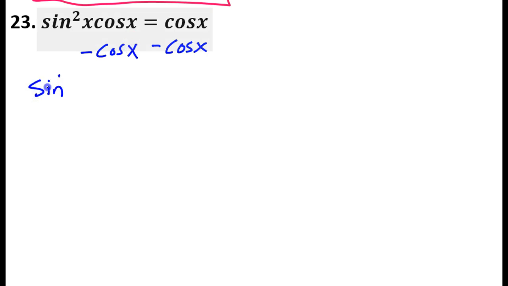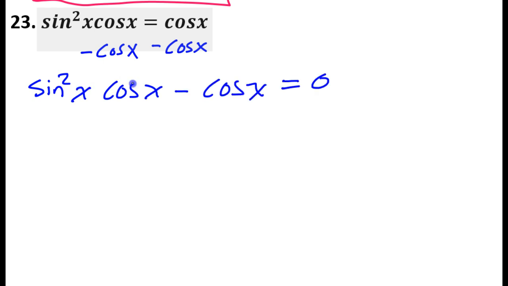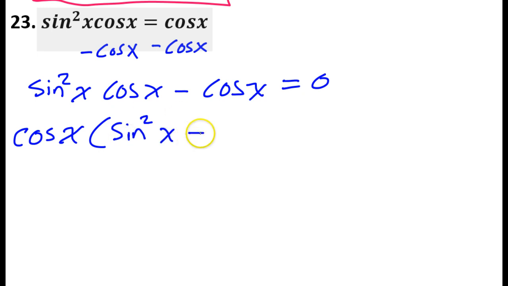So we're going to have sine squared x cosine x minus cosine x is equal to 0. Now we can factor this because cosine x is a common factor. So I'm going to take that common factor and pull it outside of some parentheses. So that will leave sine squared x minus 1, like that. You could imagine doing the distributive property and you would get back to what you started with. So this is valid and good.